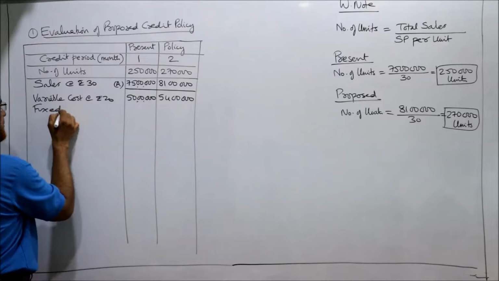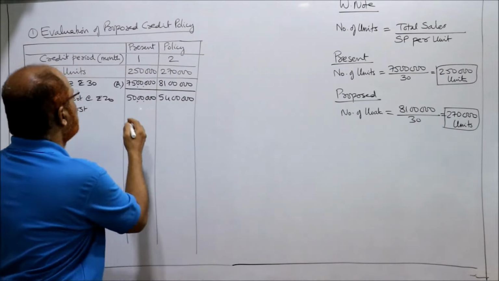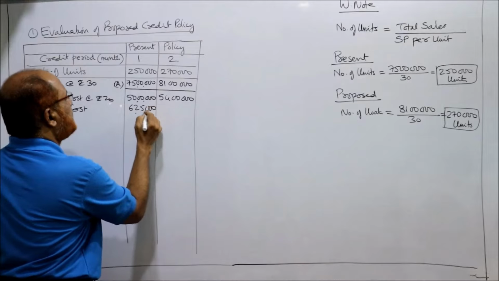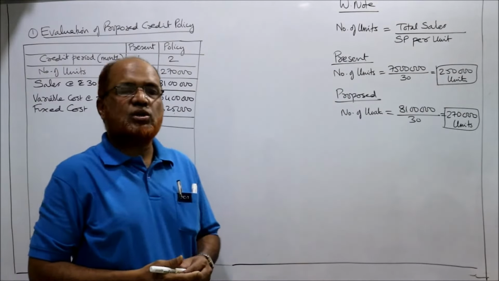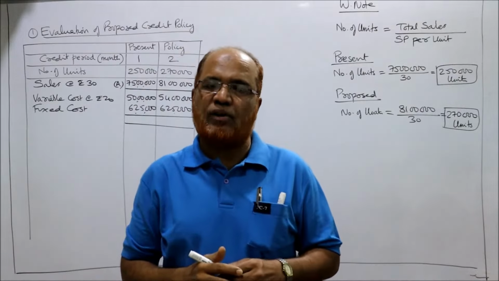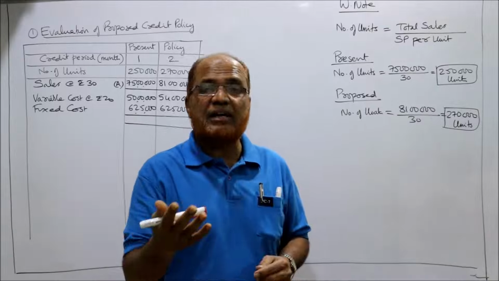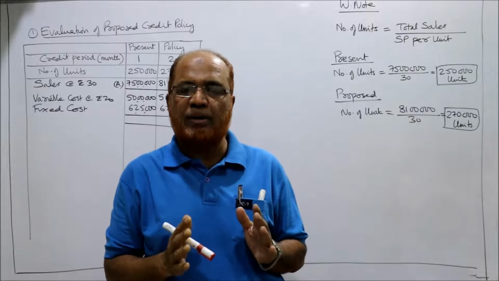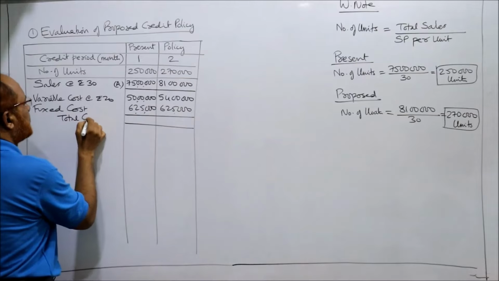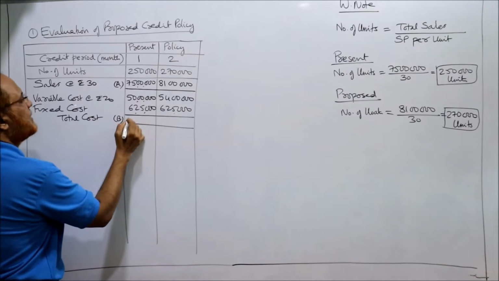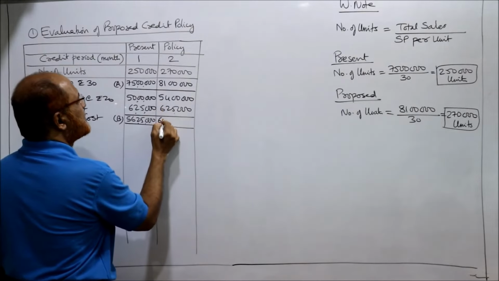Then fixed cost. The fixed cost is given in the problem, 6,25,000. This will remain same. Remember, the fixed cost will remain same irrespective of the level of output. Whether we make 2,50,000 units or 2,70,000 units, the total fixed cost will remain same. Total cost, this is B. So 56,25,000. Here it is 54 plus 6, which is 60,25,000.